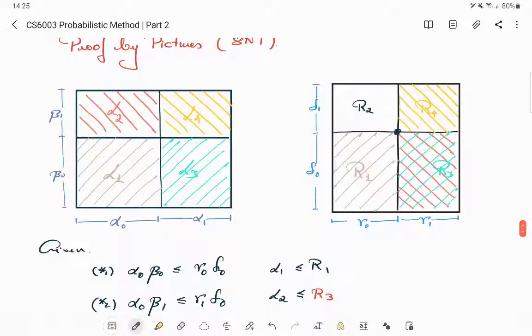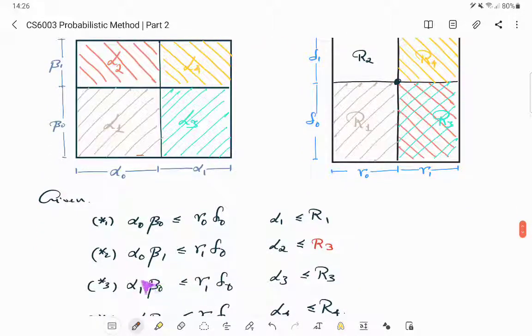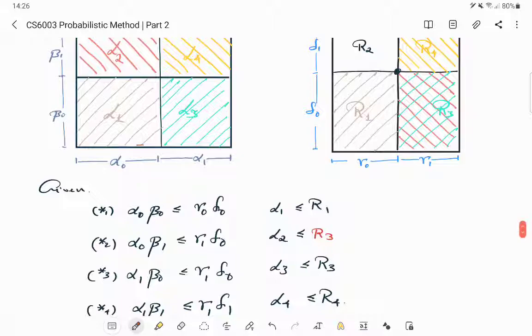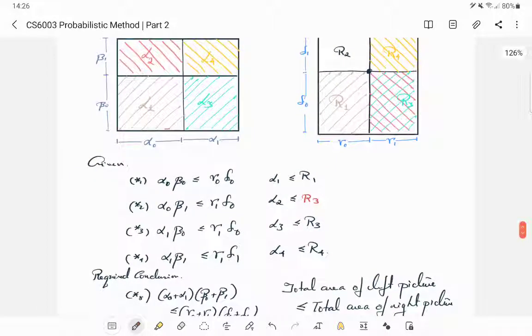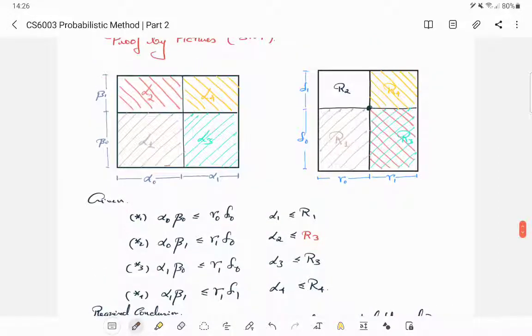Now, what is star 2? Remember, star 2 is where the subscripts are in the non-intuitive order. So it says alpha 0, beta 1, which means L2 is less than or equal to gamma 1, delta 0, which means R3. So this is where there is a change. L2 is not upper bounded by R2. It is upper bounded by R3. Similarly, the third expression essentially means L3 is upper bounded by R3. The fourth one means L4 is upper bounded by R4 in area. It is best if I zoom it for you so that you can verify what these 4 inequalities mean in terms of this picture.